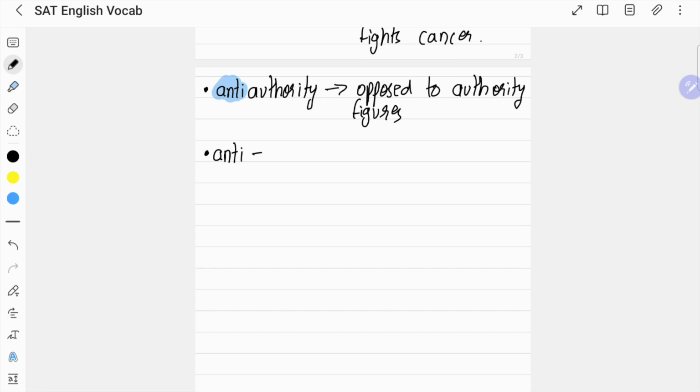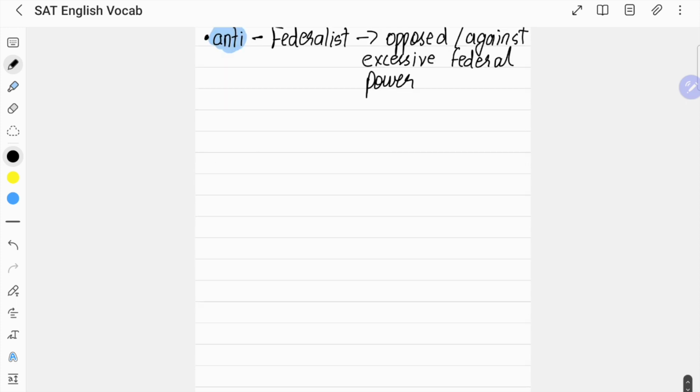We can take anti. Here, the word anti can have a hyphen on it, so it'll be even easier for all of you. Federalist. So you see the word anti now is having a hyphen before it. So some questions can have a hyphen before it, which makes it even easier to identify what the word means. So here it means opposed or against excessive federal power.